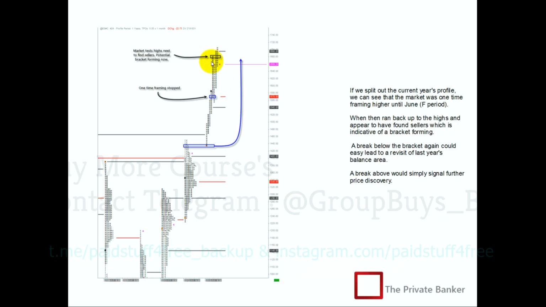And of course a break below the bracket would take the market back into the previous balance area most likely. So if there's rejection here, we could fill in more of this TPO, or this short period of time spent at these levels, but a major rejection of that could easily make the market migrate back into this range here. And of course, a break above the bracket would simply signal further price discovery. In fact, this was somewhat of a dated chart, and we've obviously since gone well above these levels.